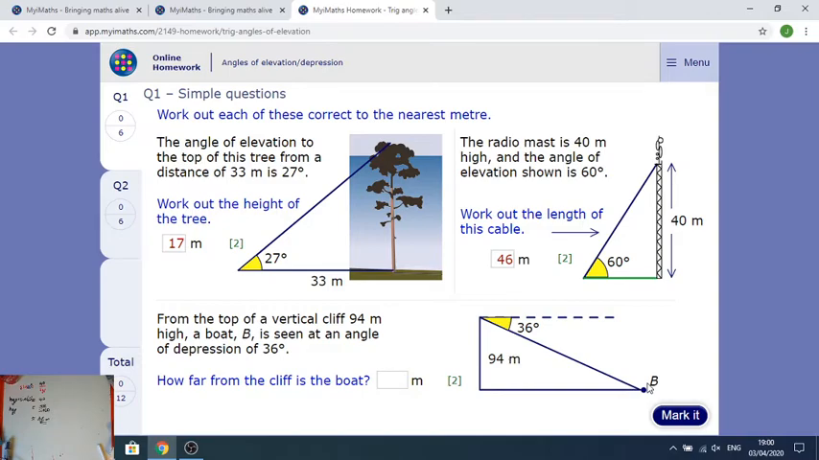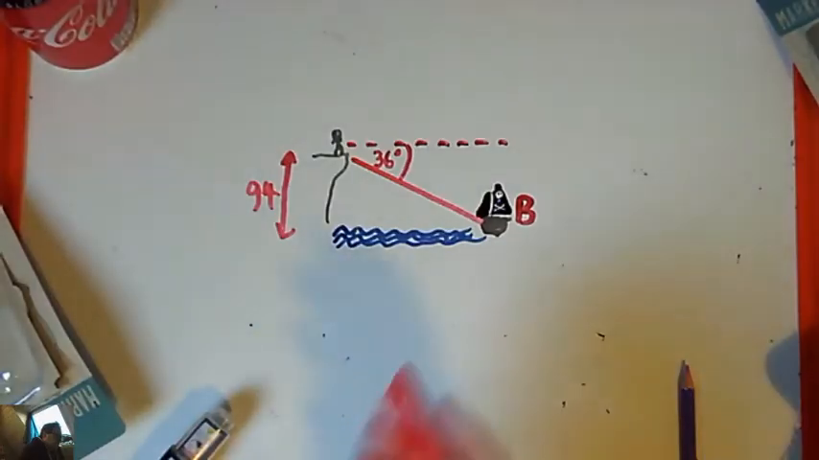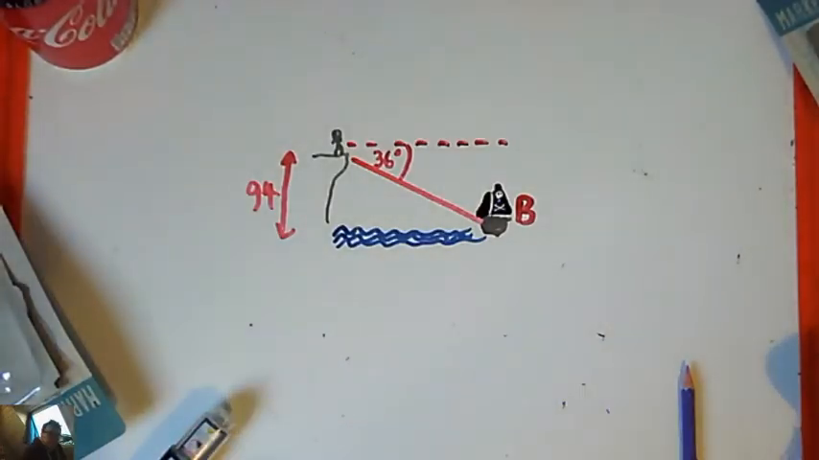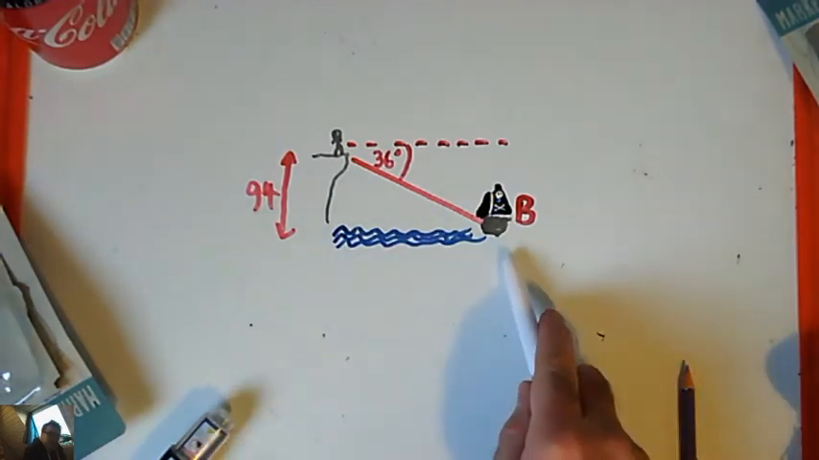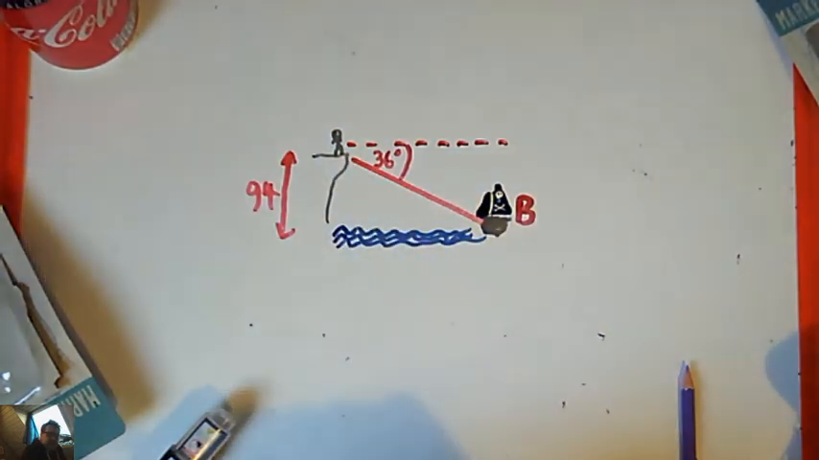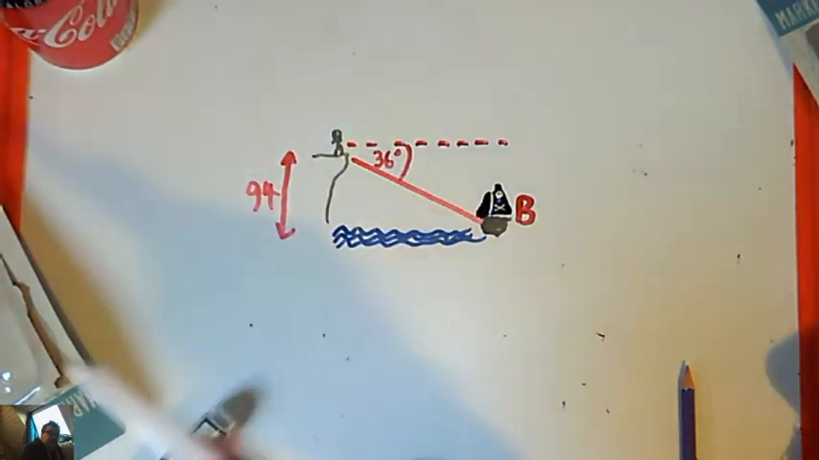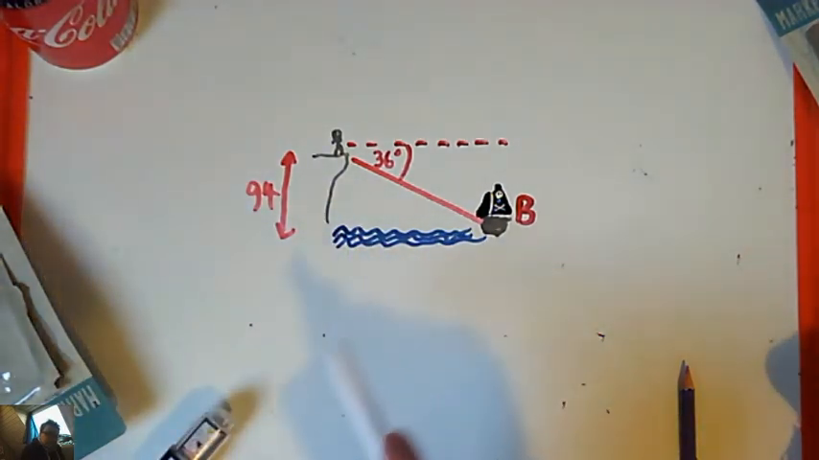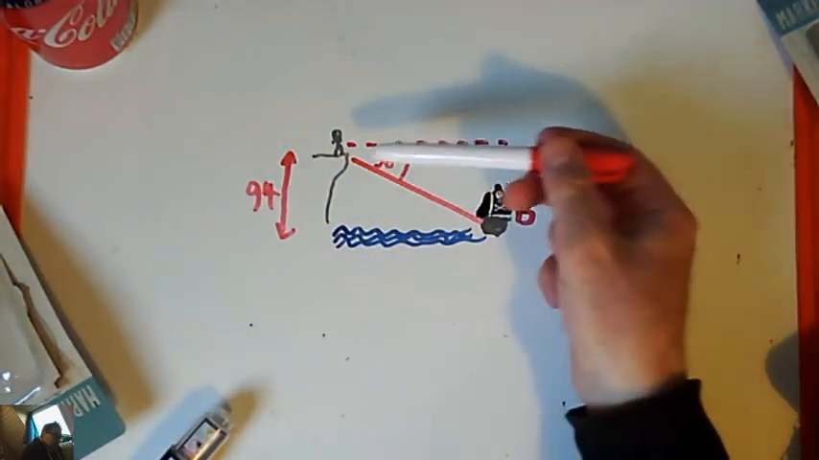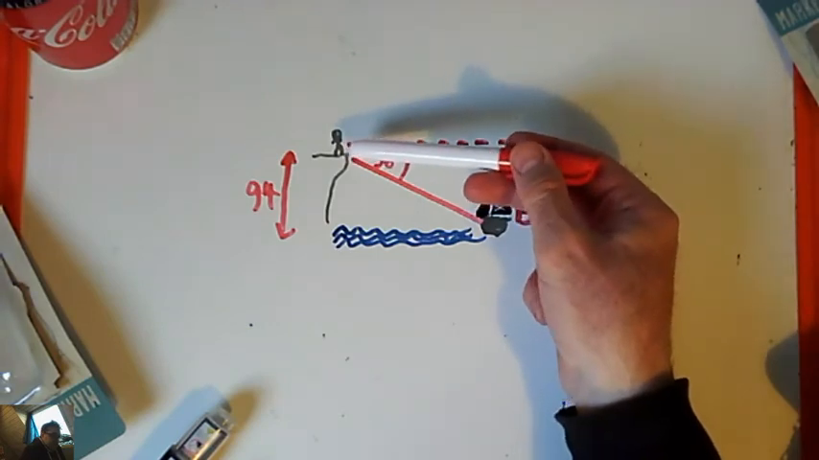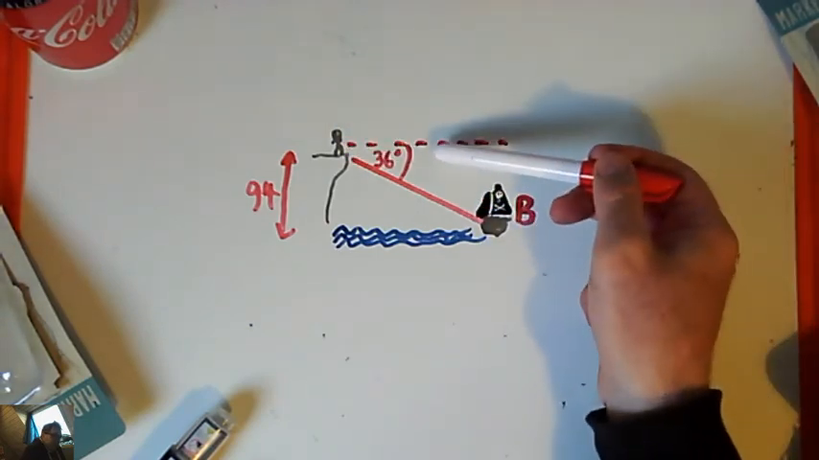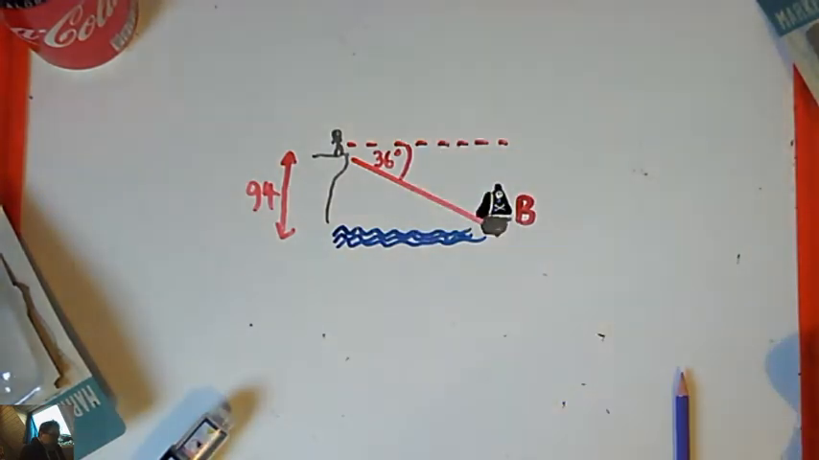So I'm just going to make that diagram on my whiteboard. So there's the diagram with a little more artistic license. The boat is B here. You're standing at the top of a cliff here, so I've made that look a bit more like a cliff. The cliff's 94 meters high. This big blue wobbly thing is the sea, and compared to looking straight ahead, you're looking down at the boat at an angle of 36 degrees, so the angle of depression is 36 degrees.